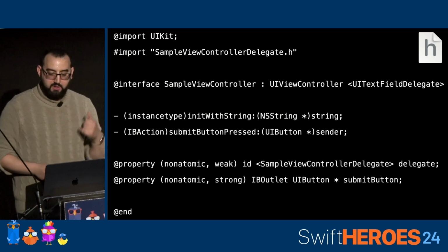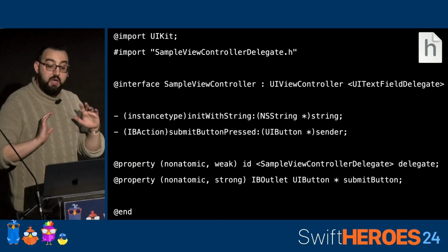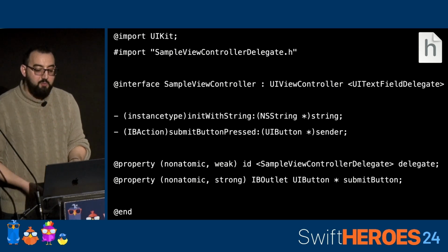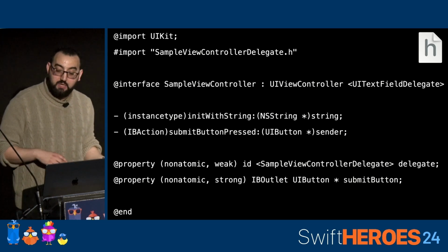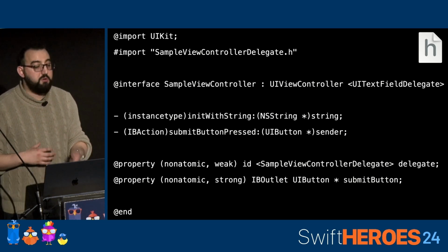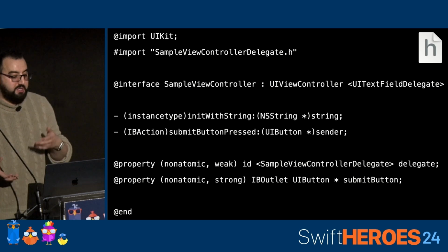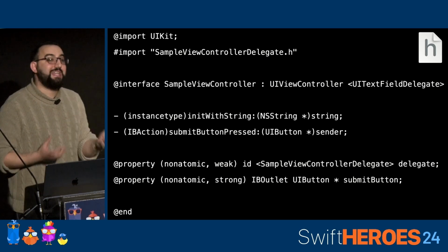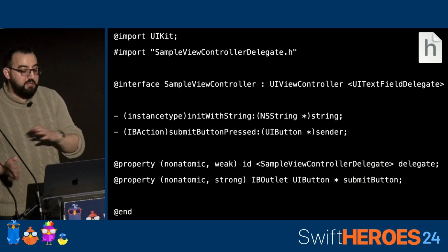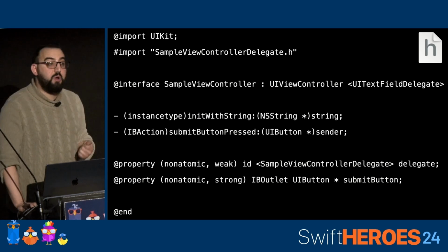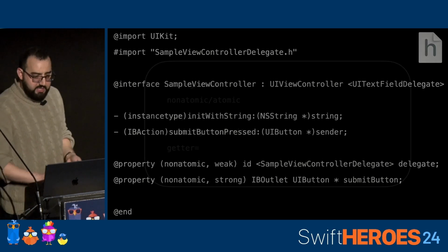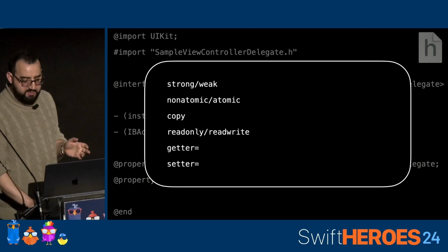Look more at symbols. We've got an IBOutlet, that's our UIButton, and we've got our delegate, that's of type id, but conforms to the delegate protocol we imported earlier. So id is the catch-all type in Objective-C that's sort of like Any in Swift. Now let's look at all those things in parentheses. Those are our property attributes. Let's talk about some of these attributes that you might see.